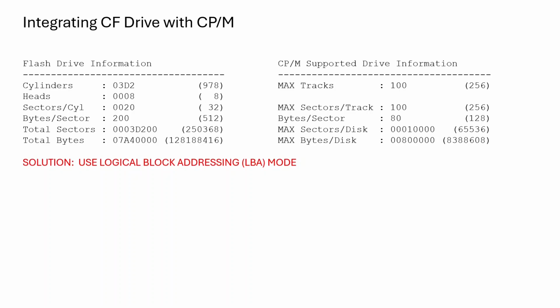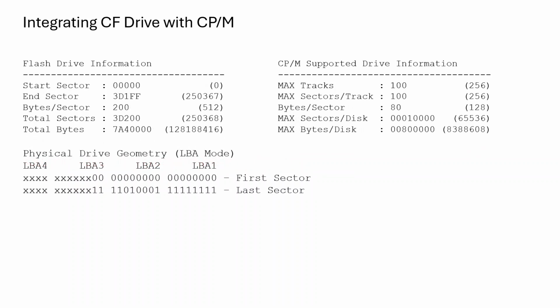Well, it turns out the solution to that's very simple. Just use logical block addressing mode. ATA drives support both. It'll automatically start in CHS mode, but then you can change it to LBA mode. And the neat thing about LBA mode is that now you no longer have CHS. You don't have cylinders, heads, and sectors. You just have sectors, starting from 0 to the maximum number of sectors that your drive will support. That's going to be easier to map in some way into CP/M's tracks and sectors model.